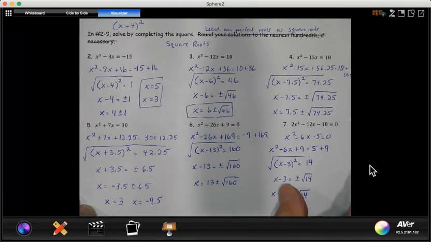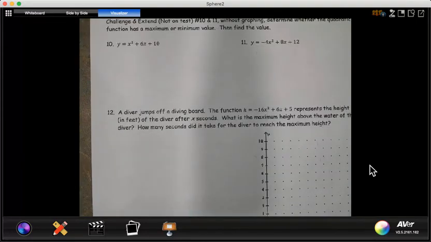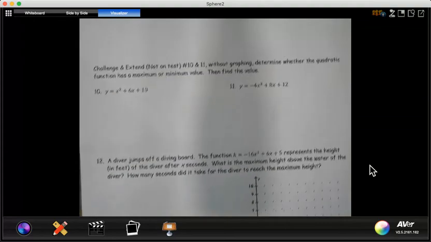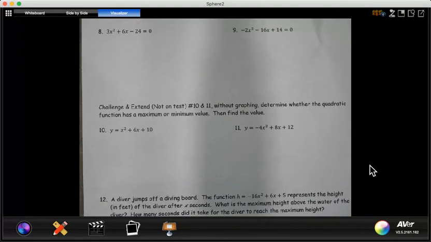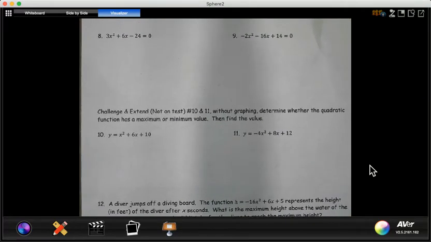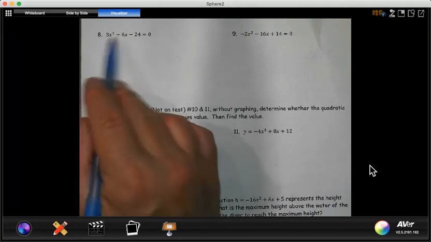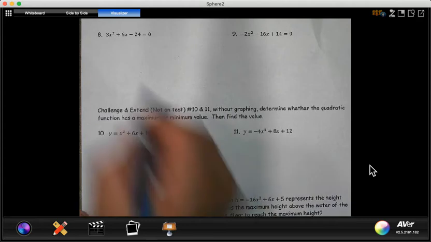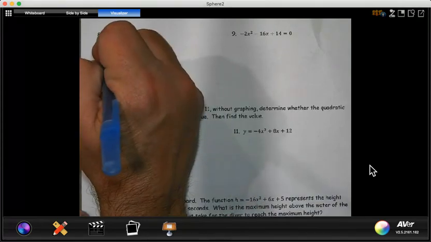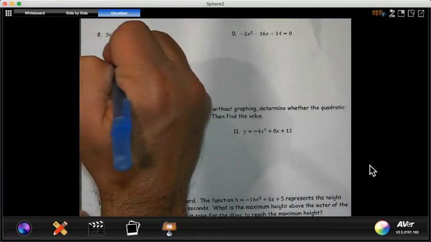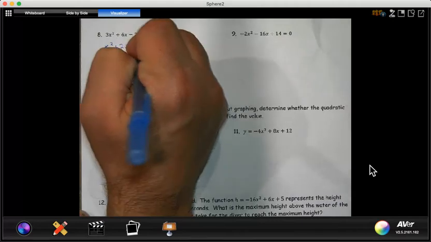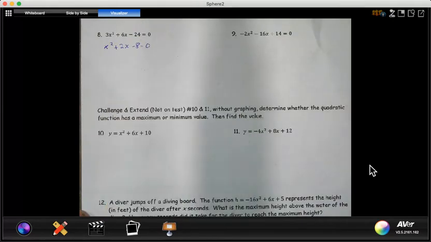All right, we're just going to do a whole bunch until we can get the hang of it. 2 more. Okay. So 3 goes into both of those. I don't like having the big number in front, so I'm going to just divide everything by 3. X squared plus 2x minus 8 is equal to 0.